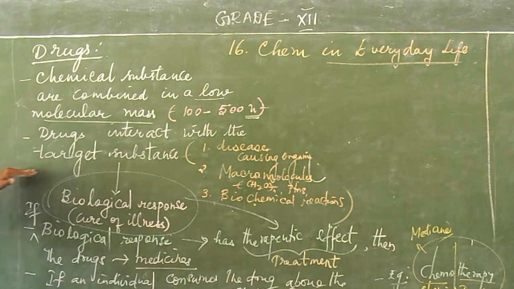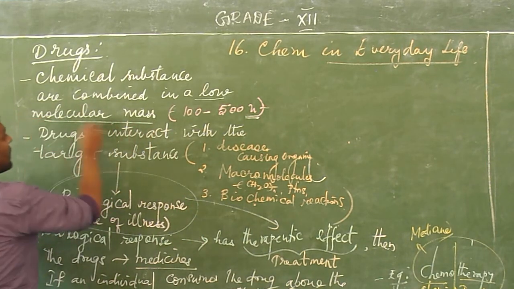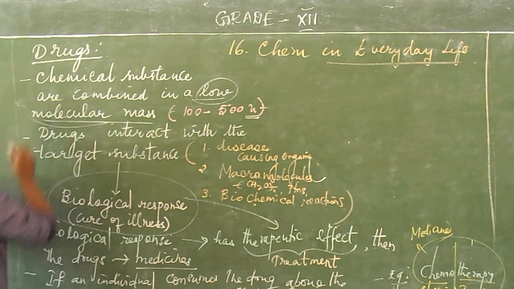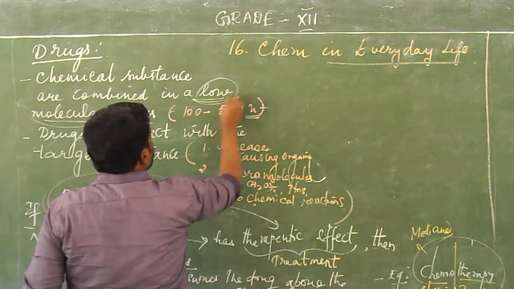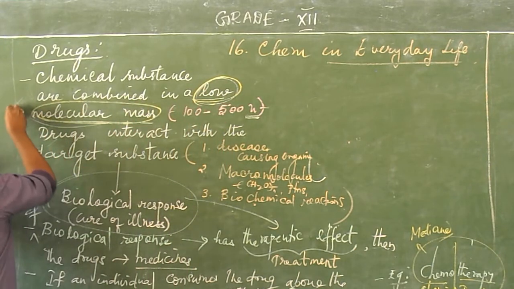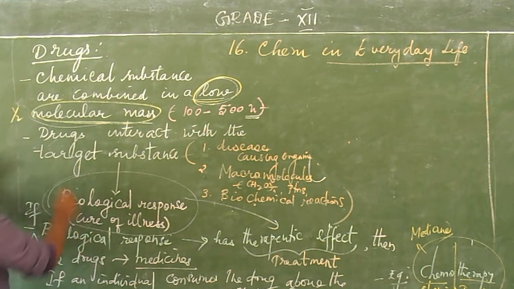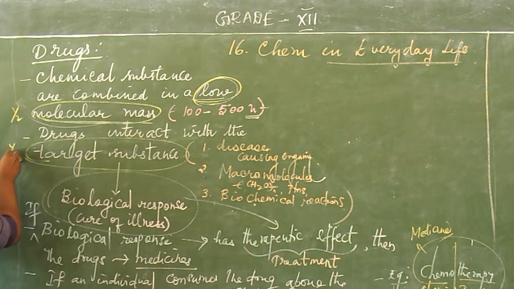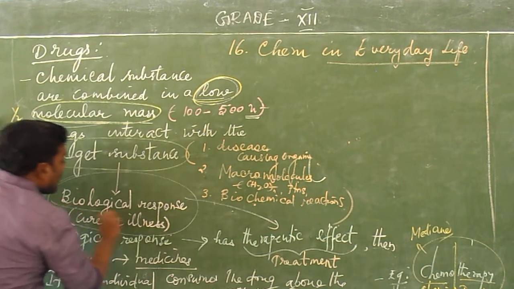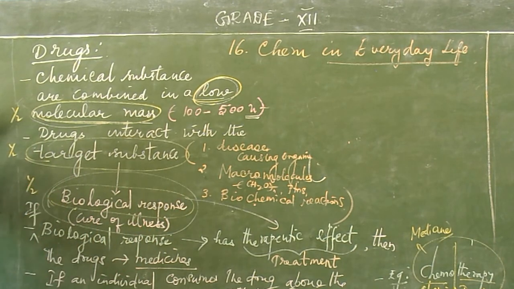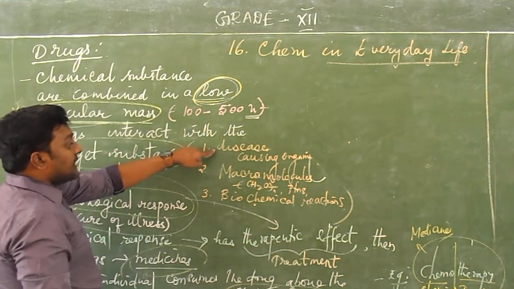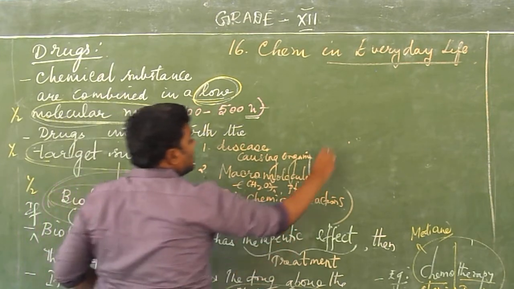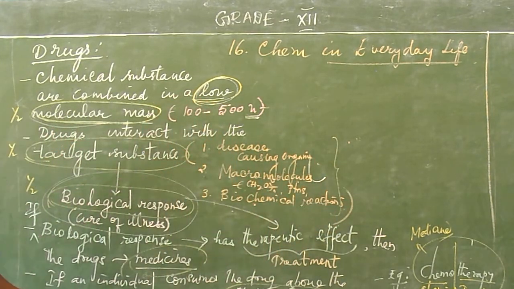What are the technical terms you can use here? Low molecular mass is for half a mark. Then target substance is for half a mark, which gives a biological response. Then medicine and potential poison are keywords. Chemotherapy is a keyword, and disease-causing organisms, macromolecules, biomolecules is another. All together, we will be getting 3 marks for this.